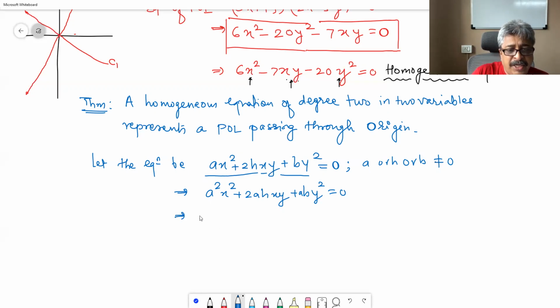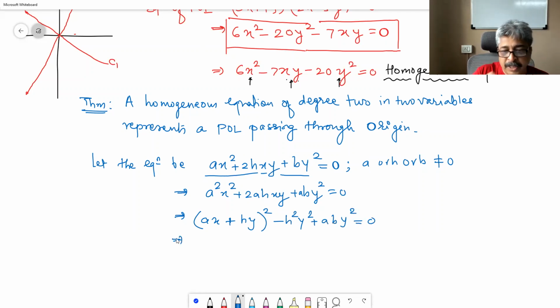And therefore we can write it as (ax + hy) bracket square, correct? So a square x square plus 2axyh, that is what we have achieved, but unnecessarily we have added h square y square, so minus h square y square plus aby square is equal to 0.